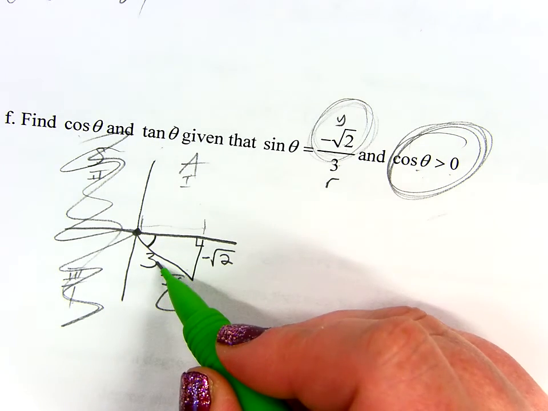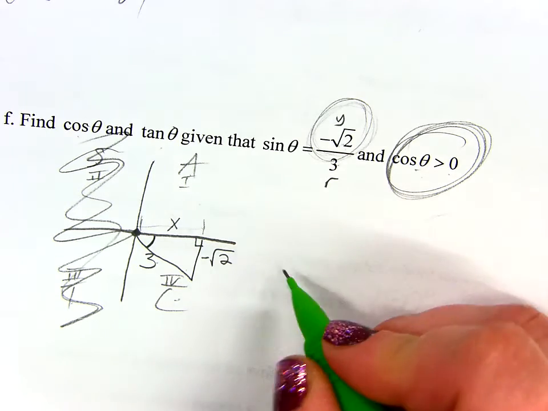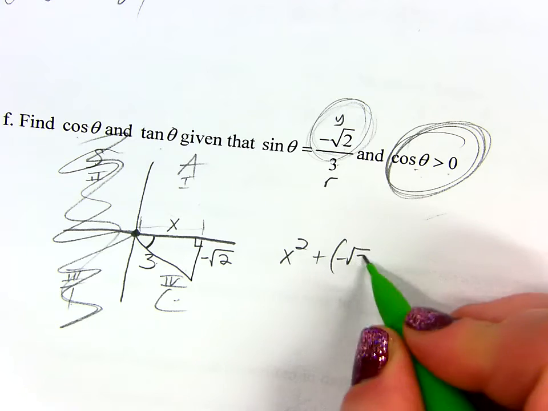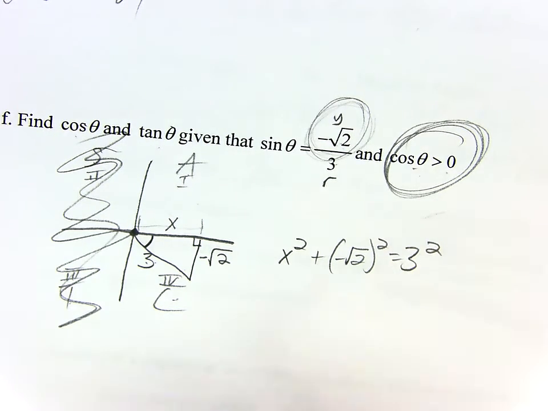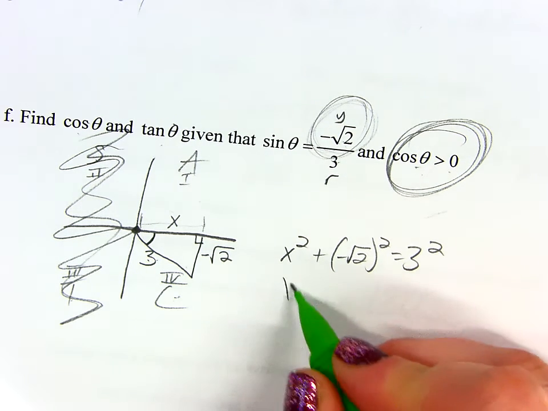Make sure you're putting in 3 as the hypotenuse. So I'll call you x because I don't know what you are. So x squared plus negative root 2 squared must equal 3 squared. Is this okay so far? Everybody's all right? All right, now I can just solve for x, right?